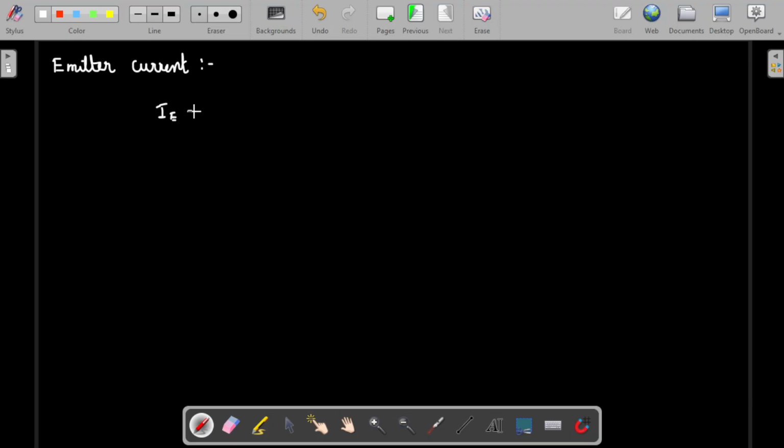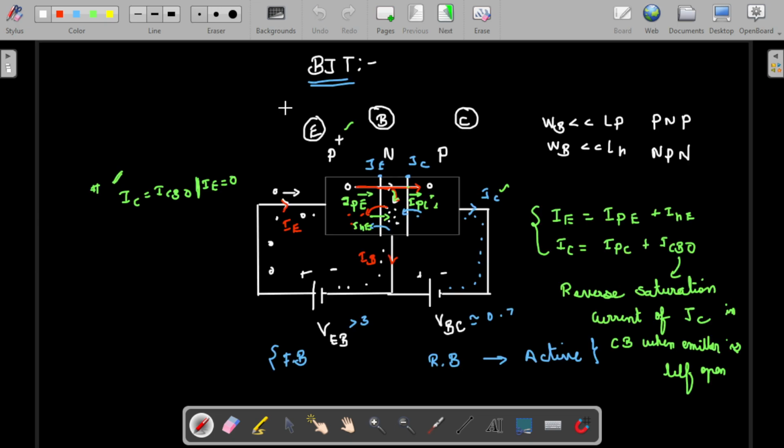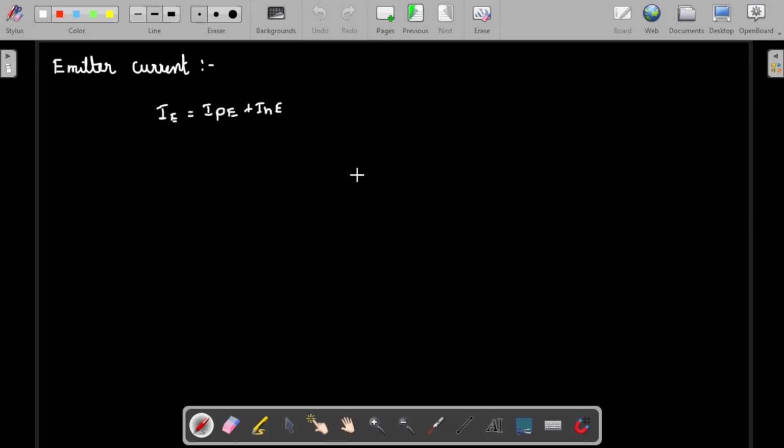We already stated that IE will have two components, that is IPE plus INE. Let me show it in the diagram. So IPE, INE. We are going to find this IE, how much IE is coming. From the diode equation, we know the formula for both of these. So let me write it.